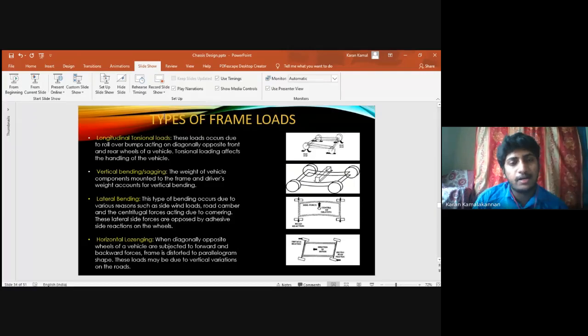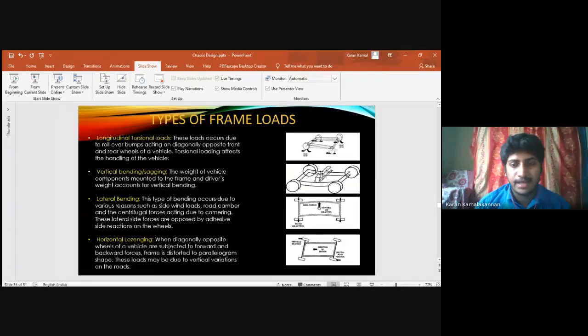Okay, continuing to the frame loads, I will brief it a bit. What are the longitudinal and torsional loads? These are the loads that occur due to road bumps. Like if in front we have a bump, or on the rear we have a bump, the frame will be subjected to torsion. One end will be lifted and the other end will be fixed diagonally. This kind of load is called the longitudinal torsional load.